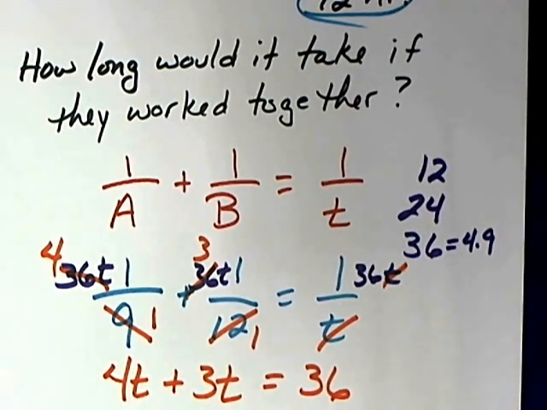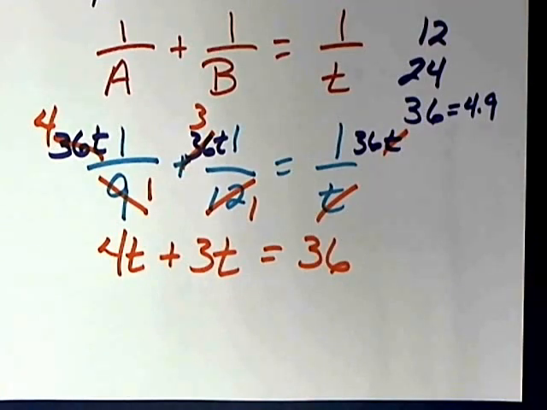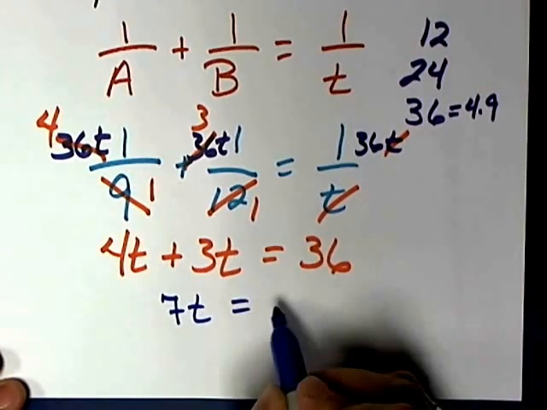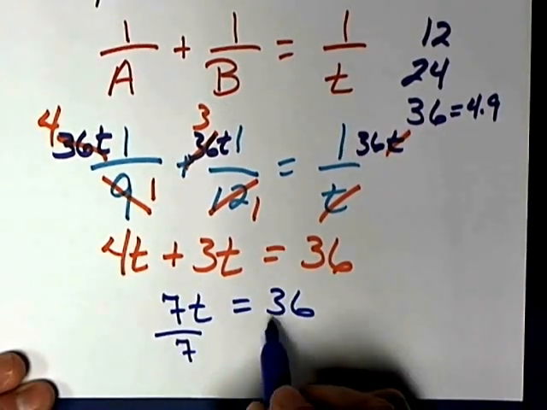We once again have an equation that does not have any denominators anymore, so we should be able to solve it. Combine like terms on the left side. 4T plus 3T is 7T. Ha. And then we divide both sides by 7.